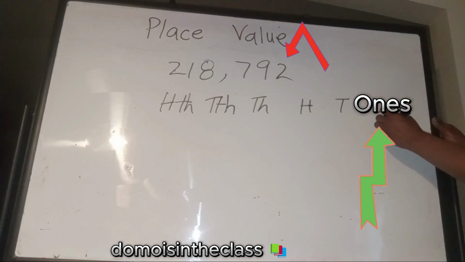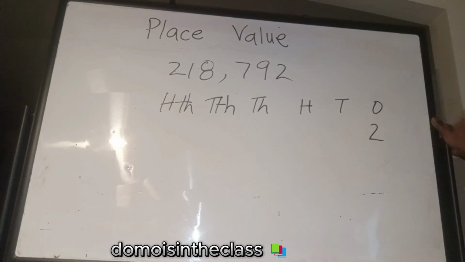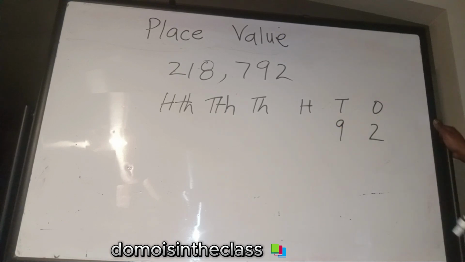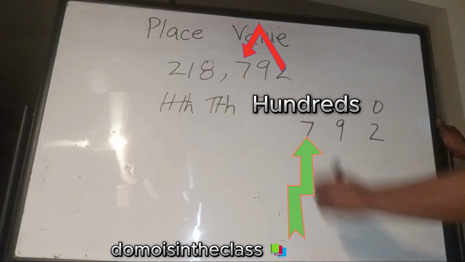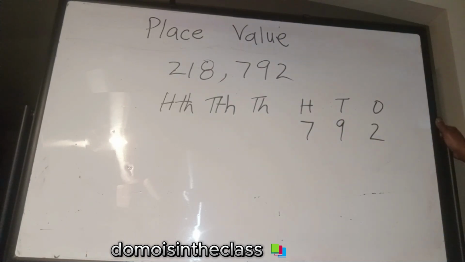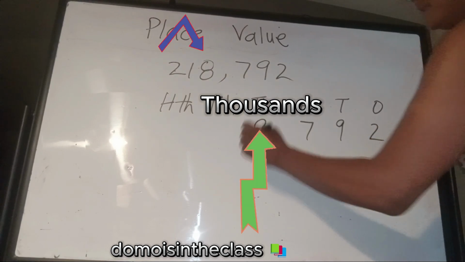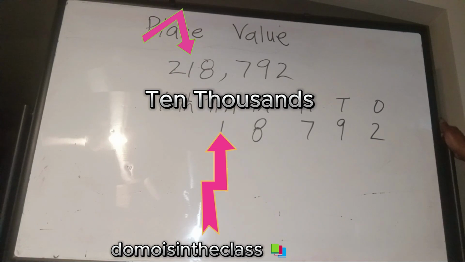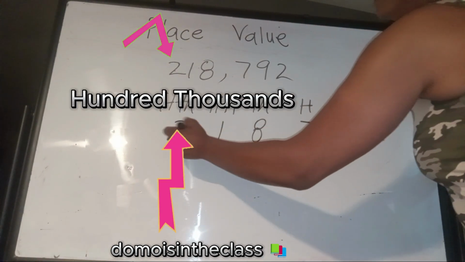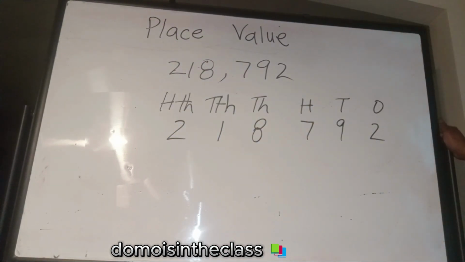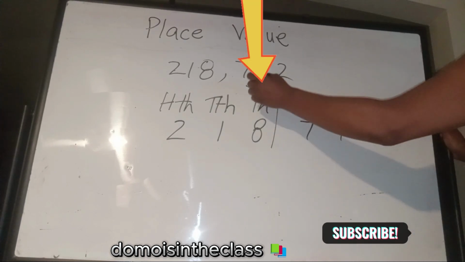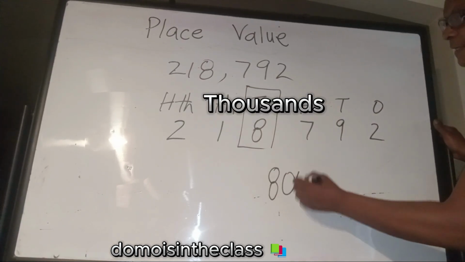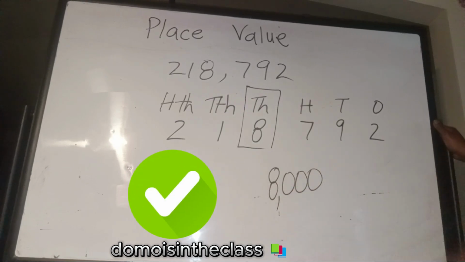So we have the 2 last, right? So we're going to put the 2 in the ones. We have a 9 in front of it. We're going to put that 9 in the tens. We have a 7 in front of the 9. We're going to put that 7 in our hundreds. We have the 8. We're going to put it in what place? The thousands. Yeah. We're going to put that 1 in what place? The 10,000s. And we're going to put that 2 in the 100,000s. There we go. And so what is the place value for the 8? 1,000. So that means the value is 8,000. Good job.